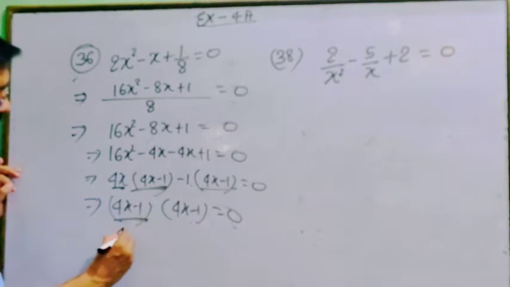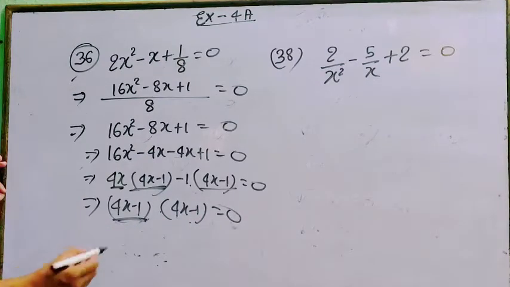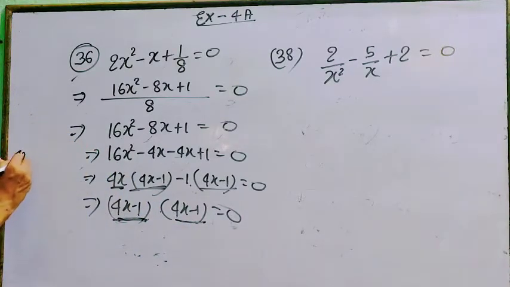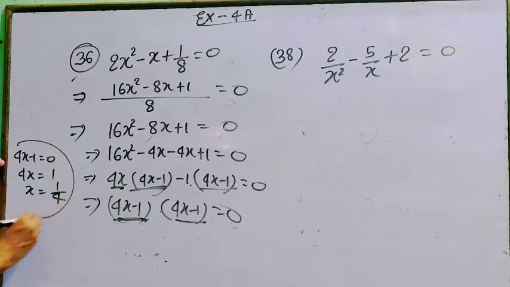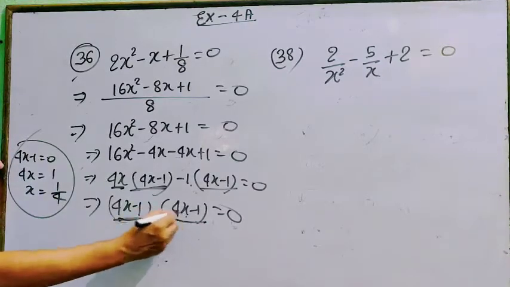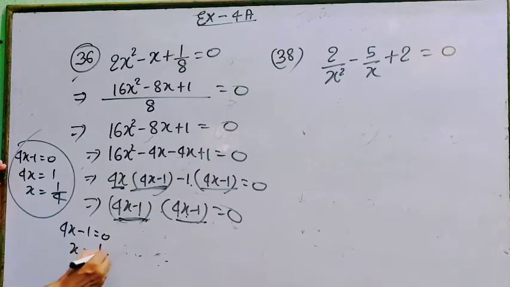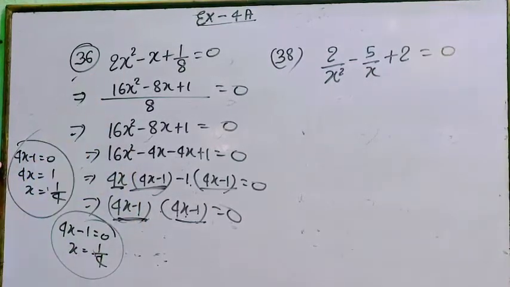Now we write here 4x minus 1 is equal to 0. So 4x is equal to 1, hence x is equal to 1 by 4. It is the first equation. Similarly, it is 4x minus 1 is equal to 0, then x is also equal to 1 by 4. Both have equal roots of this equation.